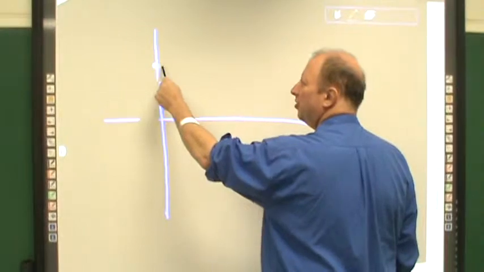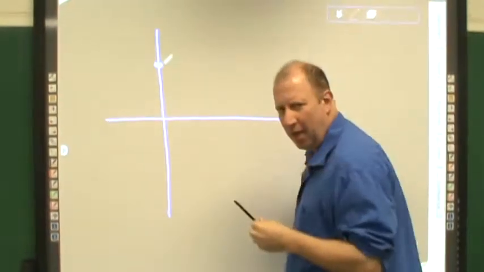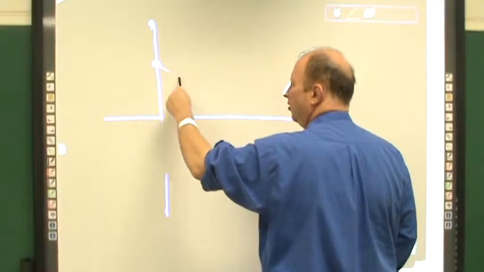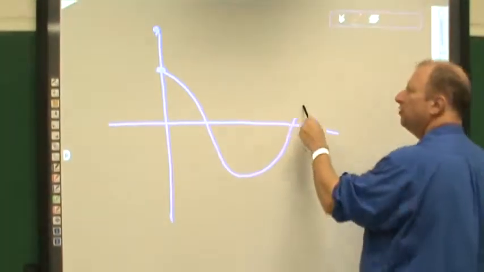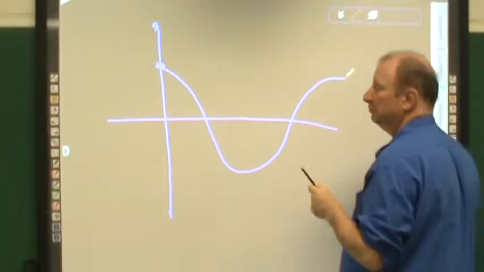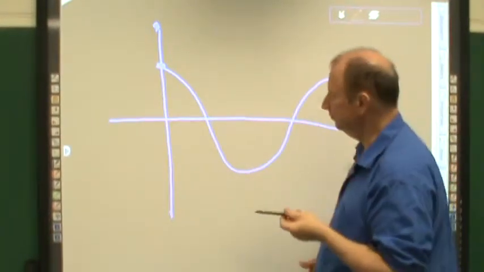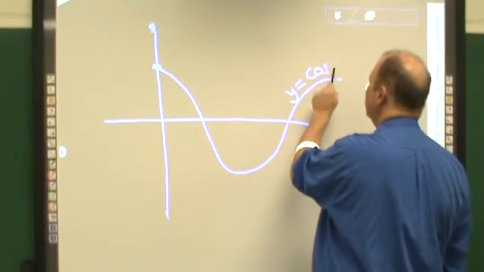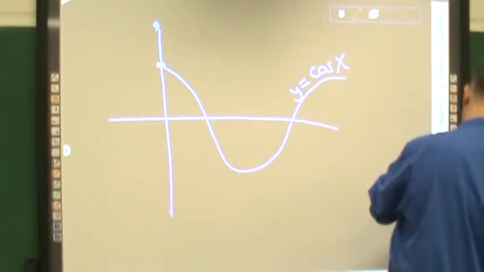Cosine, well, the cosine of 0 happens to be 1. So we're going to start at 1, and you're going to see it goes down, and then goes up, and there it is. So this is y equal cosine x.